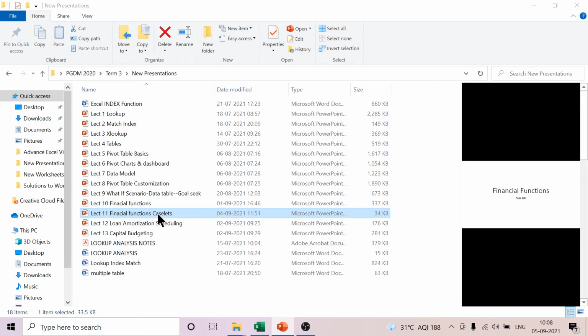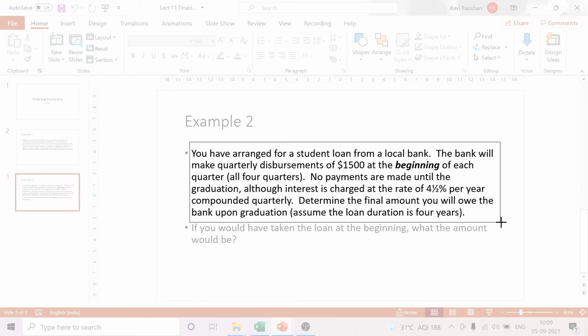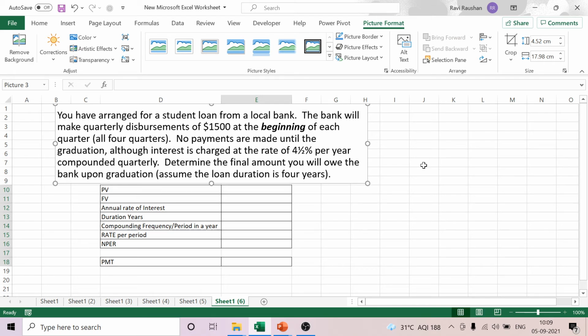All right. So this is the problem that I'm talking about. So let me come to insert, illustration, screenshot. Let me take this problem. Here, what they are saying is pretty interesting. You have arranged for a student loan from a local bank. The bank will make quarterly disbursement of 1,500 rupees. That's very interesting, actually. So no payments are made until the graduation.